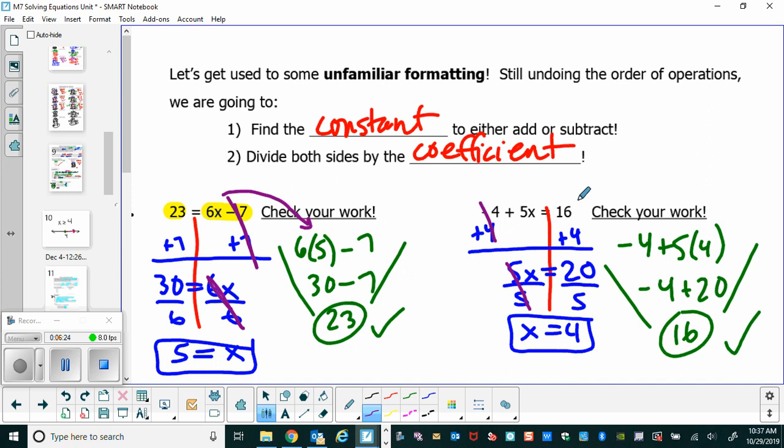So at this point, I'm going to ask you to pause the video and try the next 4 on your own. And when you hit resume, the work will be there for you to check. Okay, so pause your video, please.